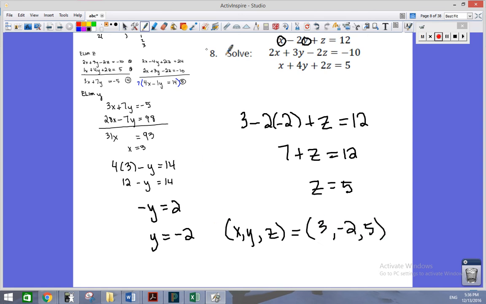If I had time, I could plug it in and check and see if each of these equations satisfies. I've got to be careful, just checking one, but we can do that really quickly. If we check this equation 1, is 3 minus 2 times the negative 2 plus 5 equal to 12? So we've got 3 plus 4 is 7, and 7 plus 5 is 12. So it definitely checks on the first equation. I'm willing to bet it'll check on the others.